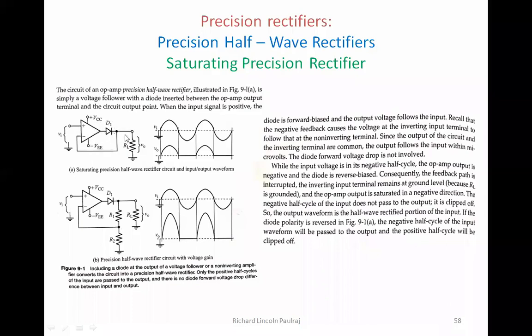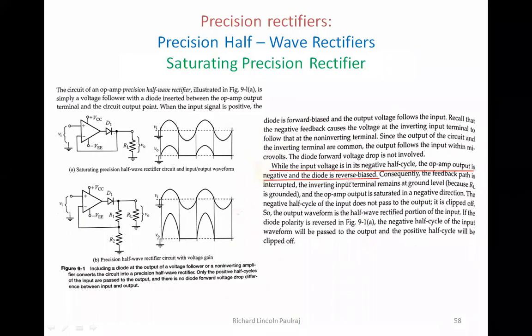So when it's in reverse bias, we do not find that it is conducting. When the input voltage is a negative half cycle, the op-amp output is negative and the diode is reverse biased. An important property, which is actually used for the purpose of rectification. Rectification previously was done only with the help of diodes, but now we are taking the help of the op-amp also, because we need precision.